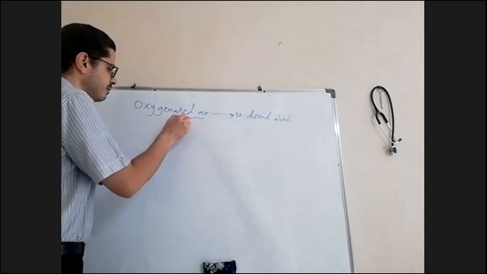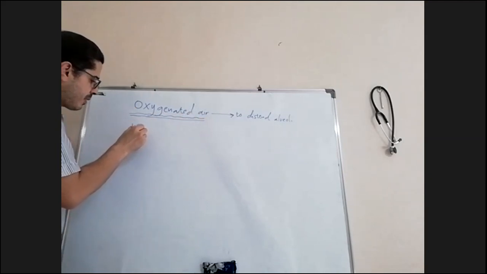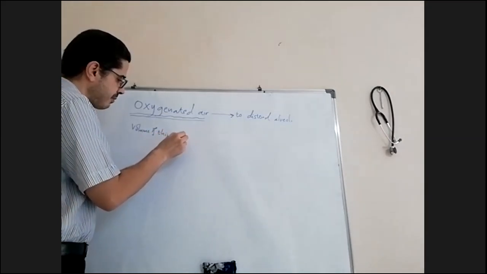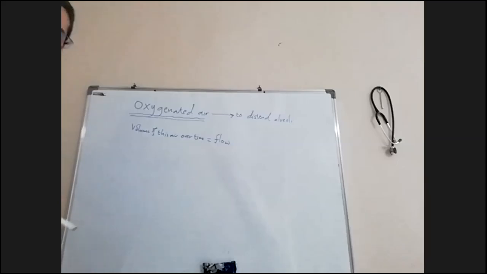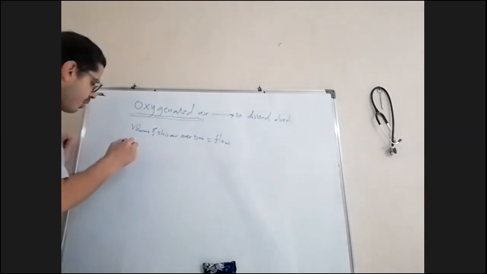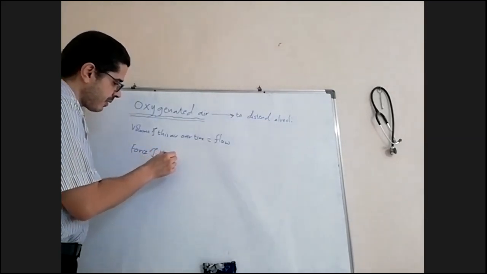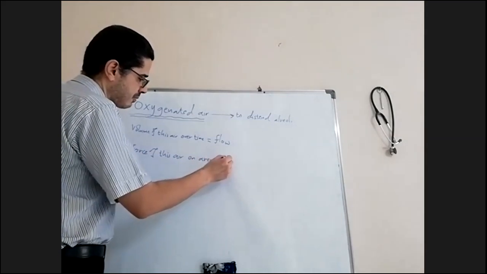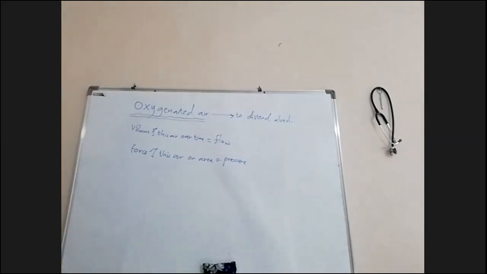This oxygenated air, the amount or volume of this air over time, equals flow. Volume of this air over time is the flow. Force of this air on area equals pressure. So that's why we are talking about flow and pressure.